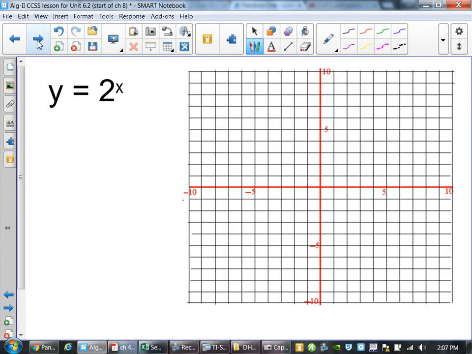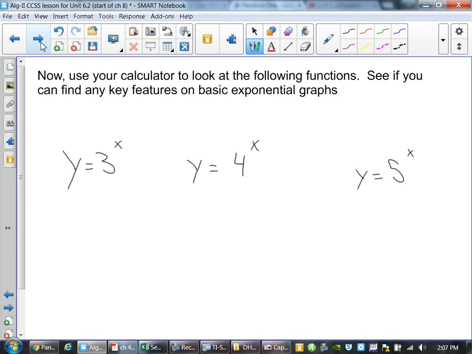So what I want you to do then real quick is take out your calculators and enter this into 3 separate y equals tables. Those of you with the color ones are going to be like, sweet, because you'll see 3 different colored graphs. I want you to put 3 to the x, 4 to the x, and 5 to the x, and see if you notice anything special.